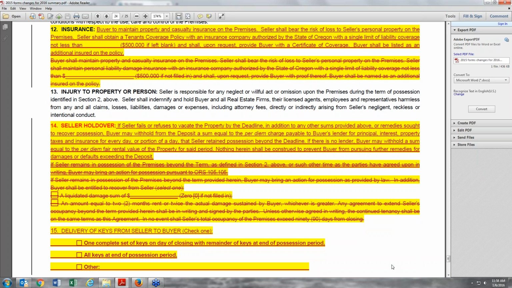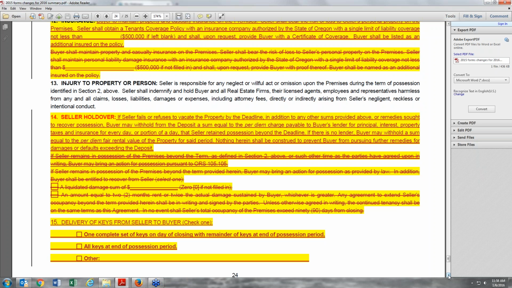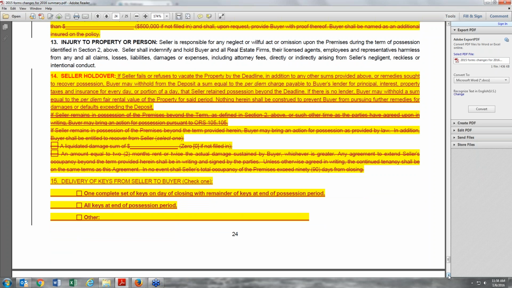And then we've substituted the following: if seller fails or refuses to vacate the property, in addition to any other sums provided, the buyer may withhold from the deposit an amount equal to the per diem charge payable to the buyer's lender for the principal, interest, taxes, and insurance. So that seller holdover deals with that.